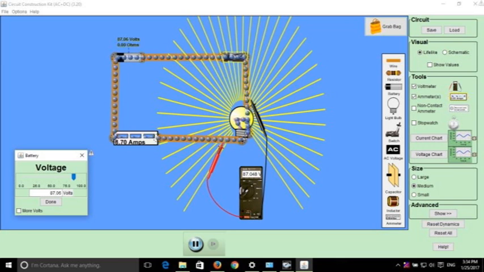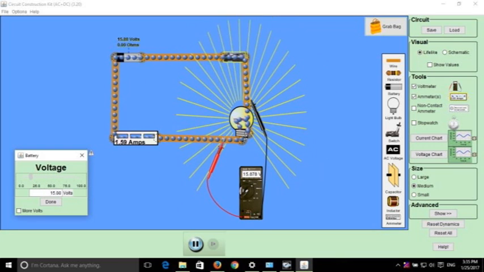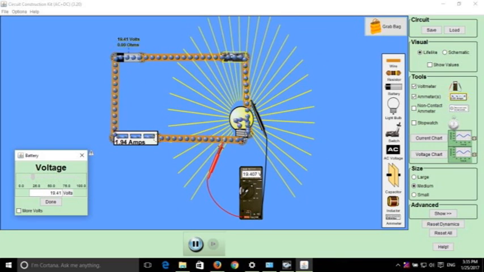Once again, let me reduce the voltage and show you that any decrease in voltage means decrease in the current. So I can reduce the current here. You can find now the electrons are moving very slowly. So this is how we verify the Ohm's law.